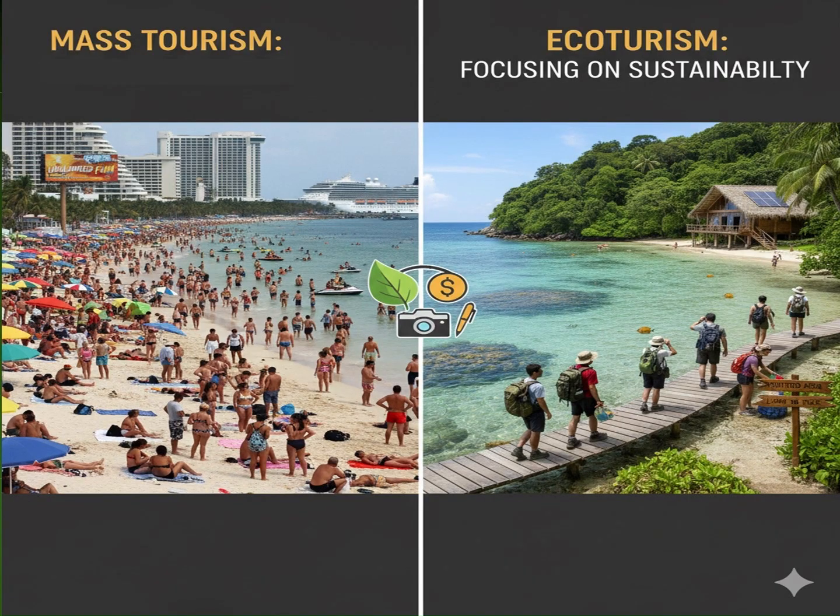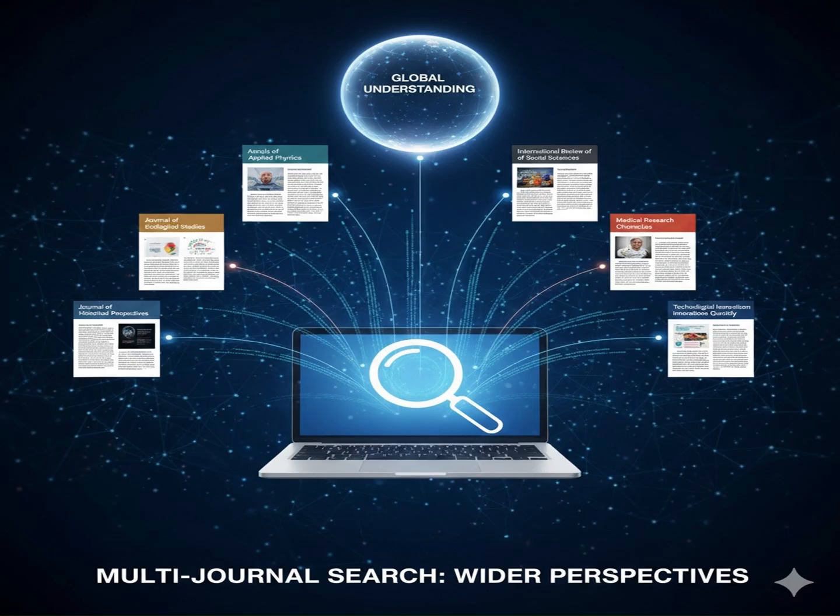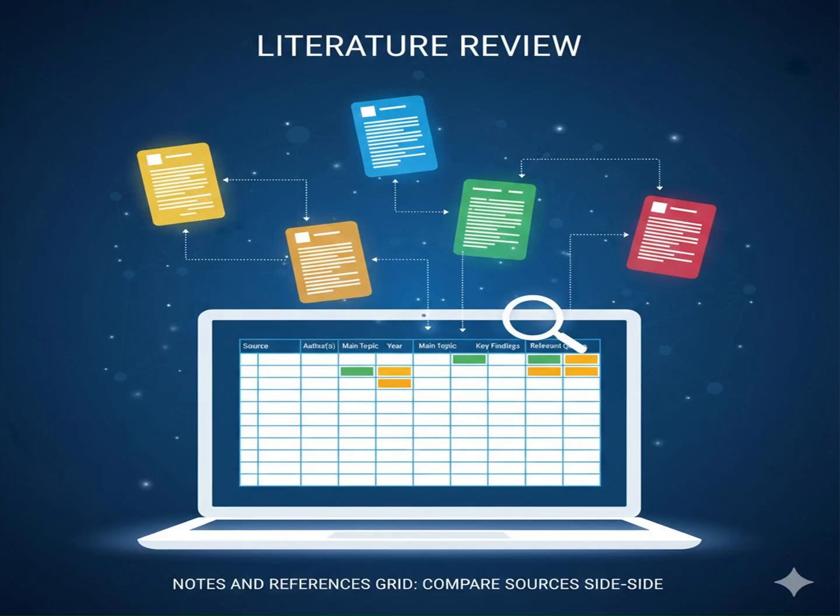Analyze a comparative study of your topic in relation to similar ones to identify both similarities and differences. For instance, ecotourism versus mass tourism, where one focuses on sustainability while the other emphasizes the scale. Search across different journals, for example, using a multi-journal search strategy to gain wider perspectives. Keep track of notes and references during the literature reviews, like building a simple grid in Excel or Google Sheets to compare sources side by side.